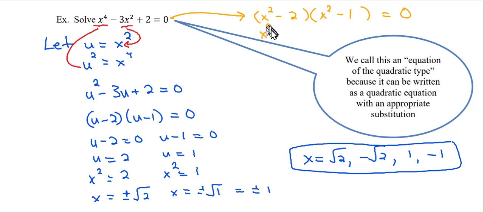You get to x squared minus 2 equals 0, so x squared equals 2, and then your work is the same from there. X squared minus 1 equals 0, x squared equals 1, and you get to the same solutions there when you square root both sides of that. So whichever way you prefer to do it, it doesn't matter.